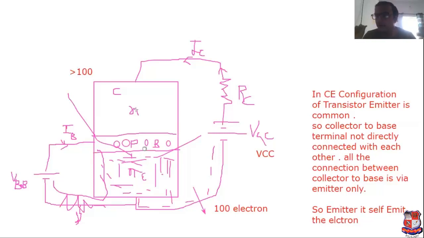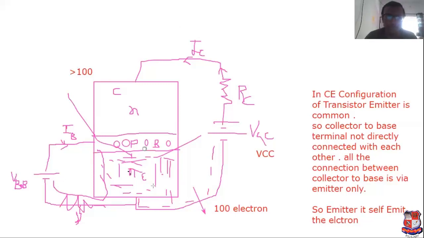common emitter. Why? Because in the common base configuration, the emitter is not common, but in the common emitter configuration, all the electrons can travel towards the emitter terminal. That's why collector current is always large. So this is the basic explanation related to the common emitter configuration of a transistor.